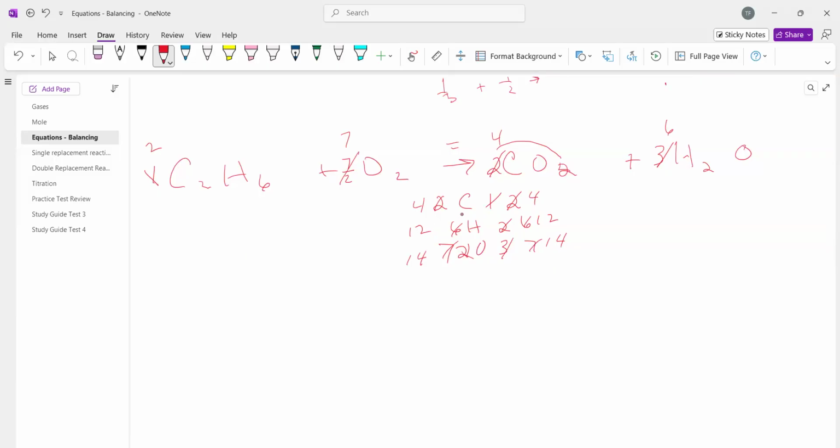Now, some teachers teach it a little differently. Some say as soon as you require fractions, stop and start over again. With me, you just balance it, including fractions, and then afterwards clear the fractions. And again, the reason why we can't use a fraction is because it's part of a molecule.